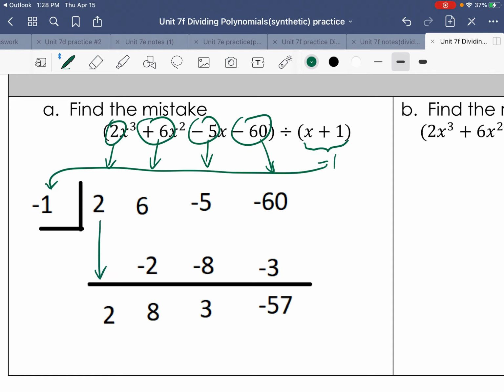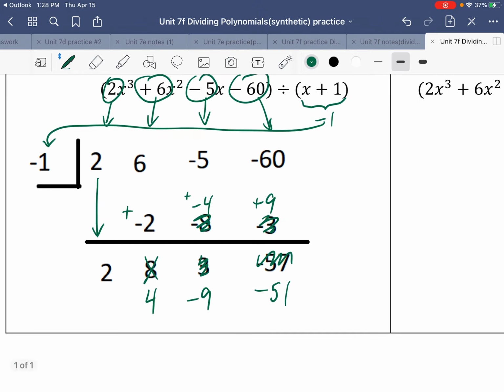2 comes down. Okay, that's good. -1 times 2 is -2, so that's good. And then we should add 6 plus -2. Oh, 8's not right. That should be 4. And then obviously everything after this is going to be wrong. So now we do -1 times 4 is -4. Add them. That's going to be -9. -1 times -9 is +9. Add, and you're going to get -51. So that would be your final answer.